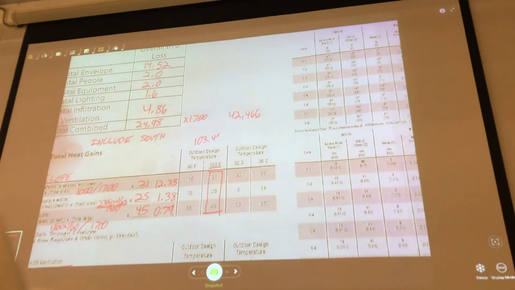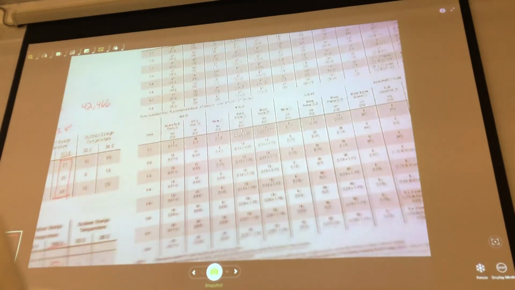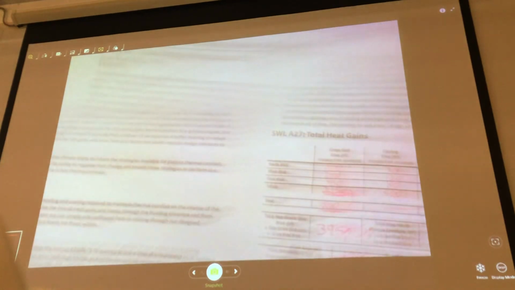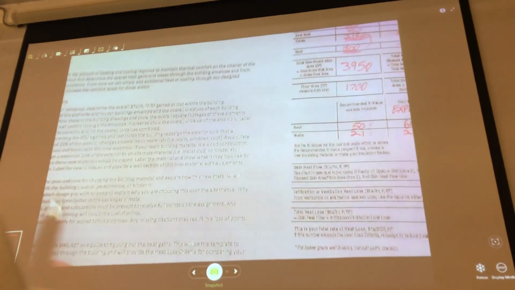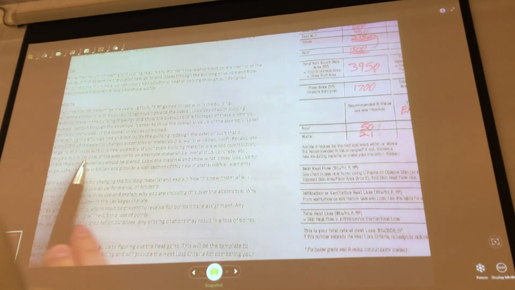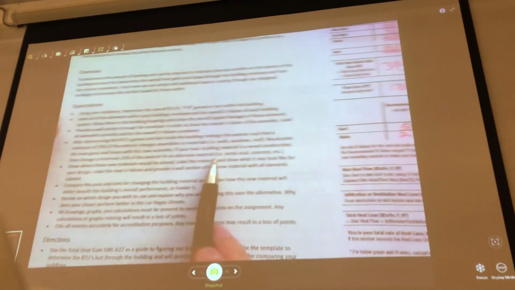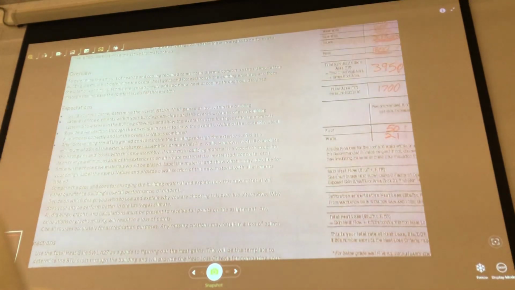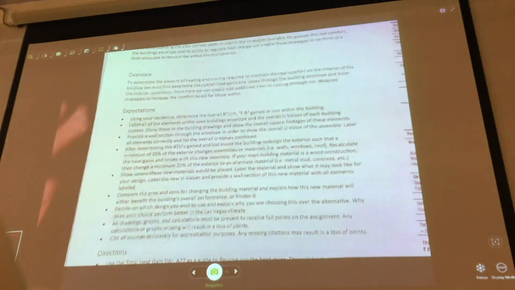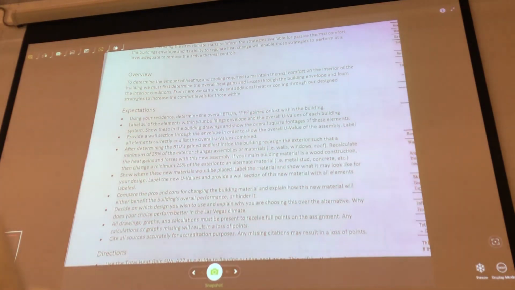So if you get something like this the first time you try it, look at what you can do to improve. In fact, one of the expectations is to do exactly that. One of your expectations is to change a minimum of 25% of the exterior to an alternate material and see what happens. Does it become better or worse? Learn from it, choose something, and actually implement it within your design. Show us what it is that you're designing.